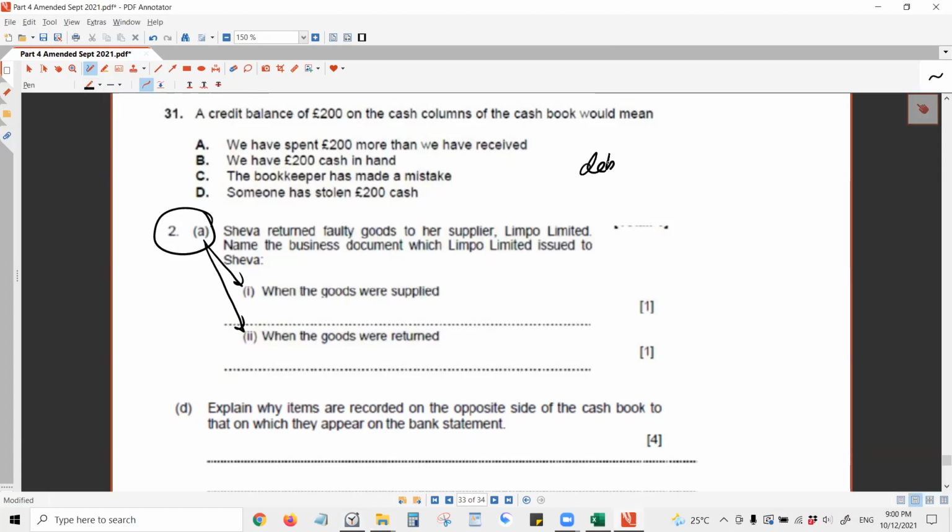When we use the word debit, debit means the left-hand side of the T account. Credit means the right-hand side of the T account. They are not the names of the documents. We have learned only 6 documents just now, not a lot, so you have to remember them. Later on you will see more documents. So therefore, answers: she returned 40 goods to a supplier, Limpo Limited.